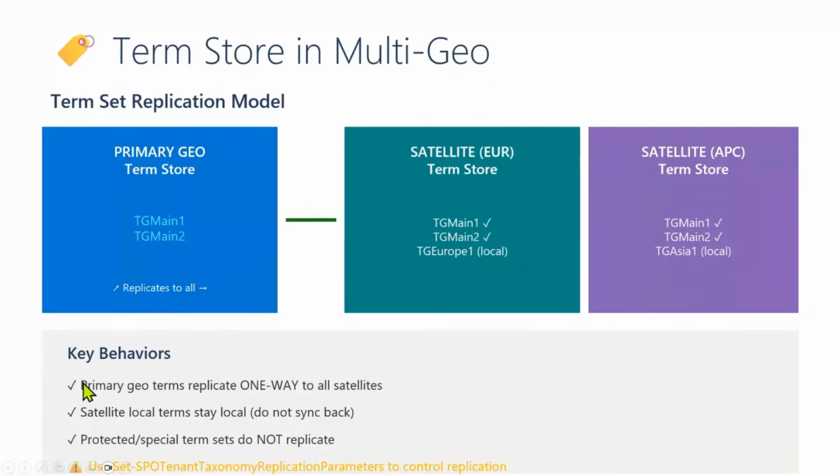control this. There's a PnP PowerShell command, Set-SPOTenantTaxonomyReplicationParameters. You can basically use this command to control whether you want to replicate only one single term group from the primary geo, or replicate everything in the primary geo, probably 5 term sets or 7 term groups, which will all be replicated. So you can control that behavior using PowerShell.